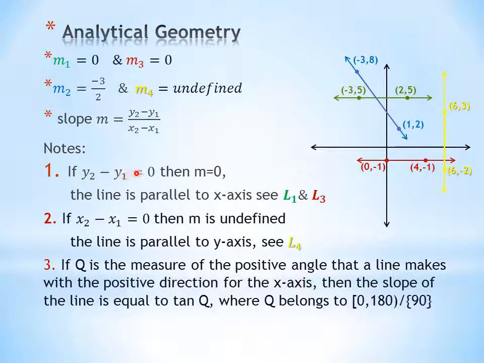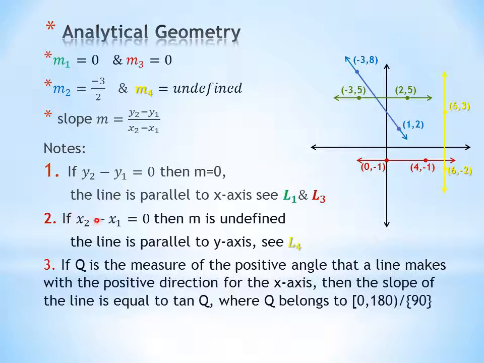If y2 minus y1 equals 0, that's what we talked about in m1 and m3 for the 2 lines L3 and L1. So if y2 minus y1 equals 0, then the slope m equals 0. So the line in this case is parallel to the x-axis. See now, the lines L3 and L1 are parallel to the x-axis. So if the line is parallel to the x-axis, the slope is 0. Or if y2 minus y1 equals 0, then the slope is 0. And we can just look at the values of y's for any line. If they are equal, the slope is 0.